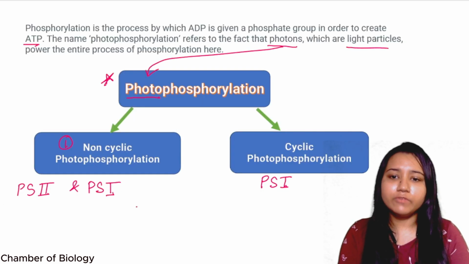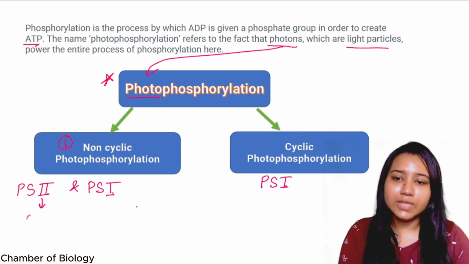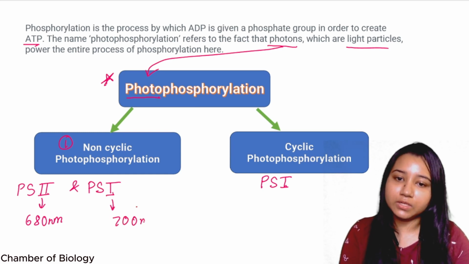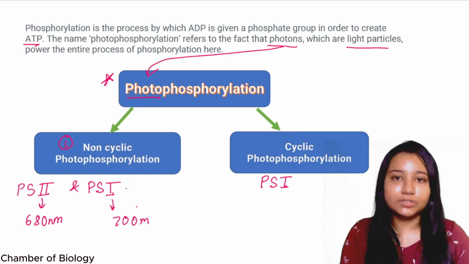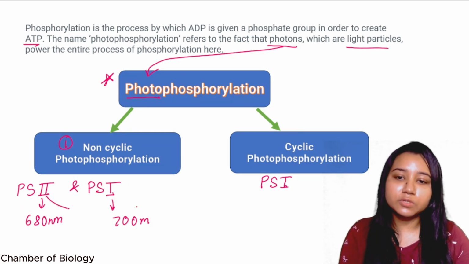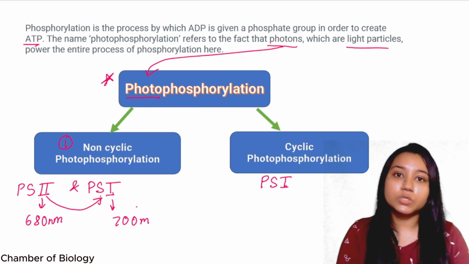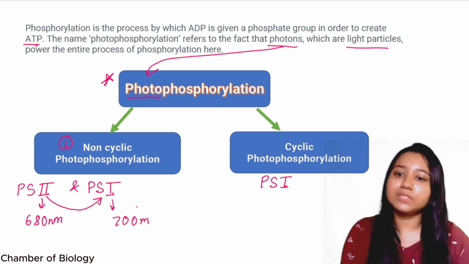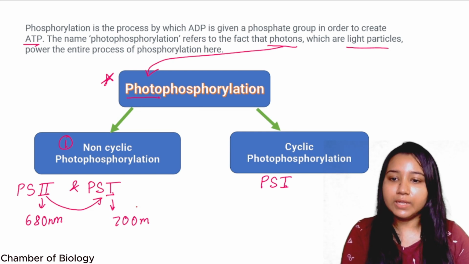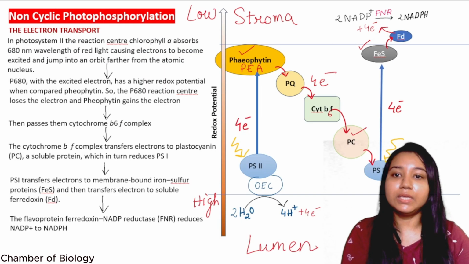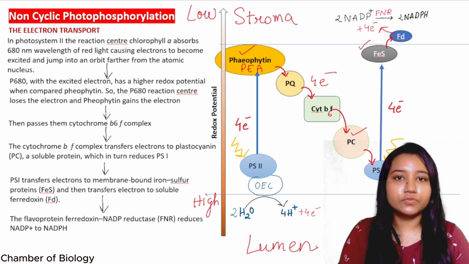So students, we know that PS2 is having 680 nanometer, right? And PS1 is having 700 nanometer. So during this non-cyclic transport, we will see PS2 is going to transport the electron to the PS1. So PS2 to PS1, we will see electron transport. So let us now understand about the non-cyclic photophosphorylation.